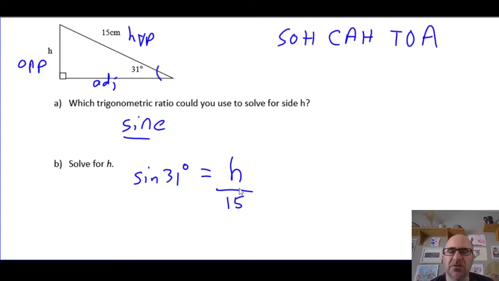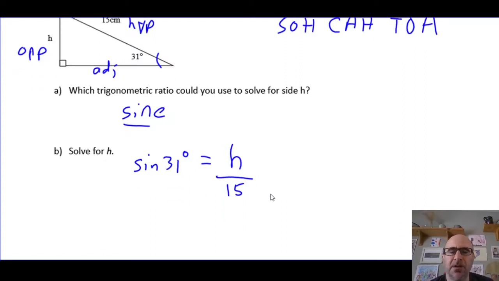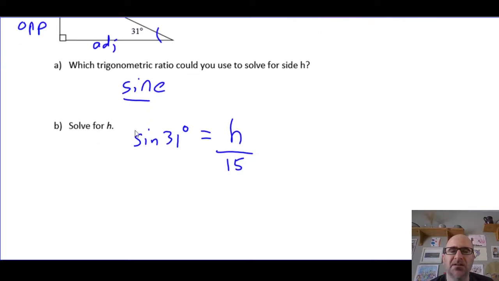Sine 31 degrees is just a number, okay? And so I can solve this equation for H. What you want to do next is figure out what the sine of 31 degrees is. And as you do that, do make sure that your calculator is in degrees, not radians, RAD, or gradians, GRAD. Make sure that it's in degrees. You should find sine 31 degrees is about 0.515.